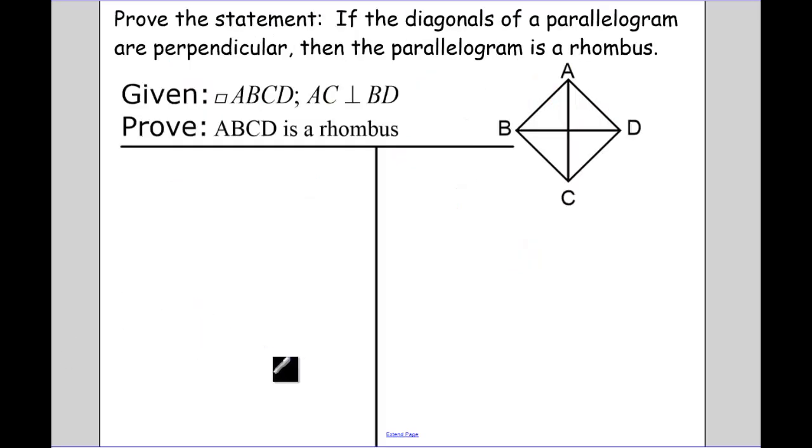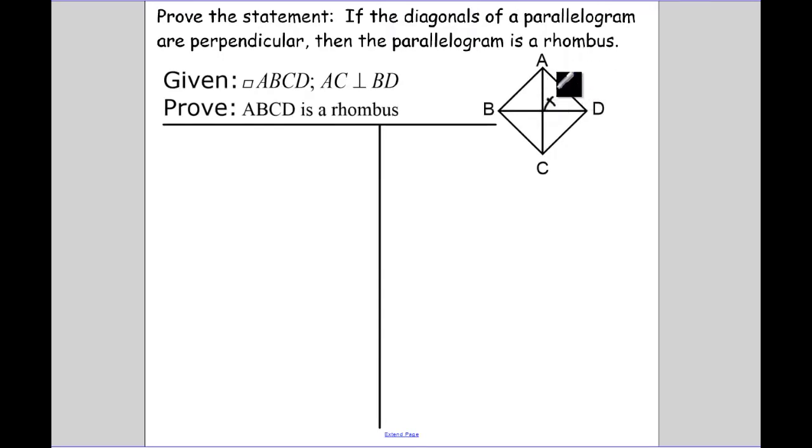Okay, prove the statement. If the diagonals of a parallelogram are perpendicular, so I know I have a parallelogram ABCD, then the parallelogram is a rhombus. Remember, we have to use either the definition or that theorem that we chose. I'm going to name the intersection of those X. We always start out with our given. Parallelogram ABCD, and AC is perpendicular to BD. And we are given that. Second step.